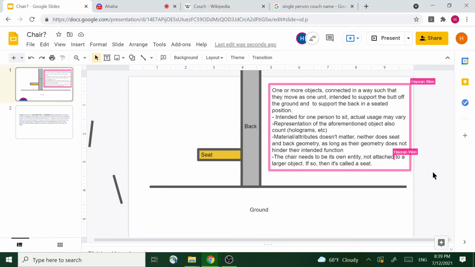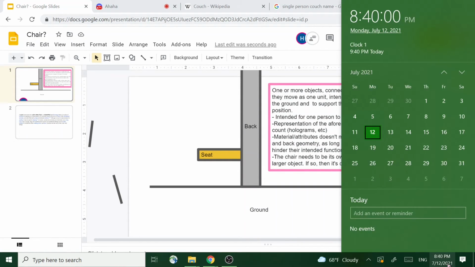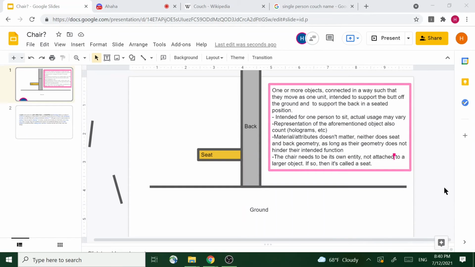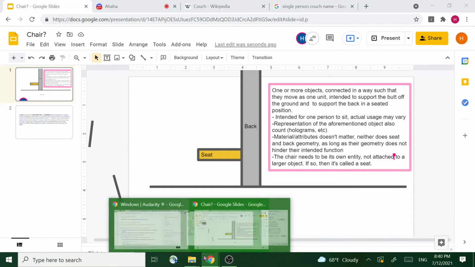Okay, let's have another minute to see if we can poke any more holes in this thing. This is peer review round 2. We've edited the definition slightly. The minute starts now.